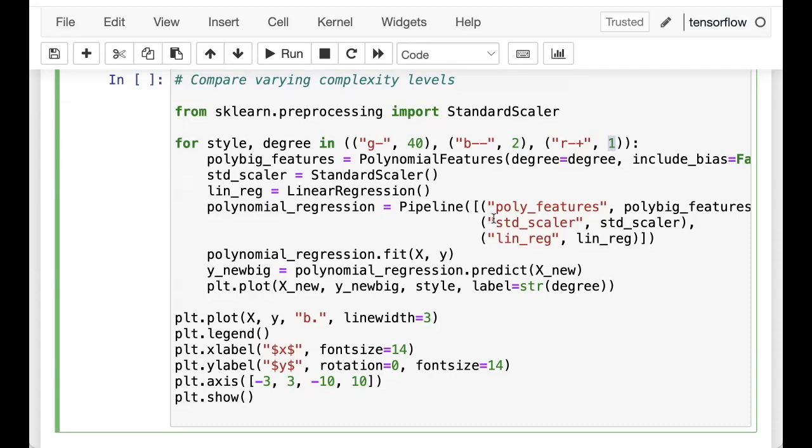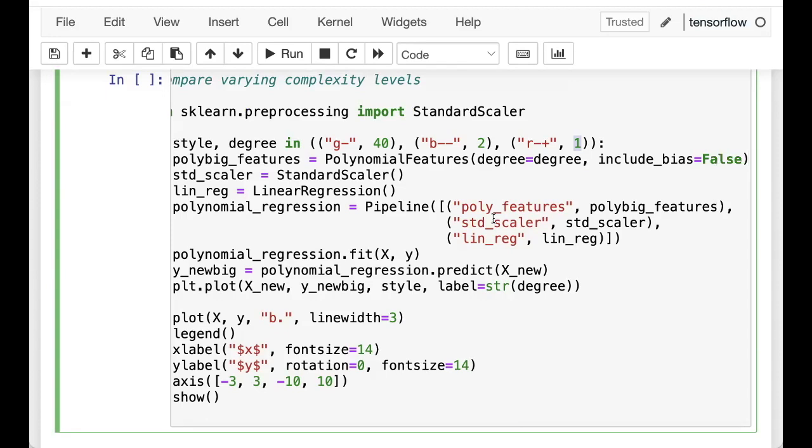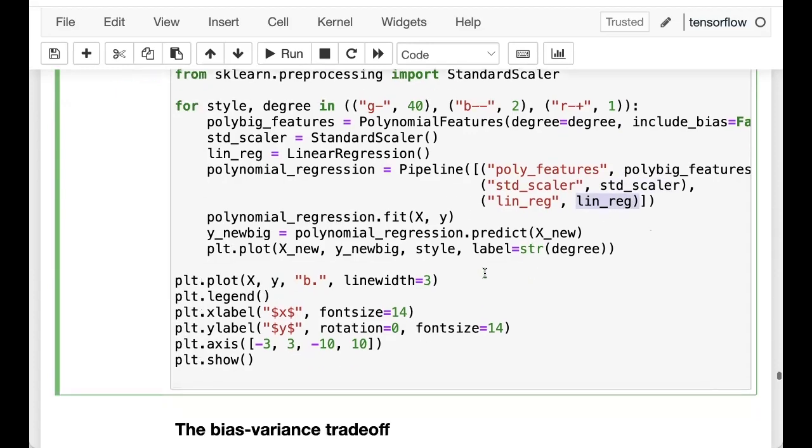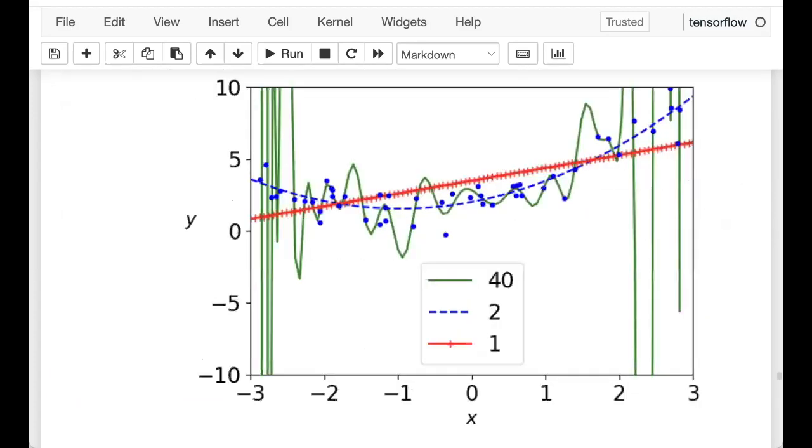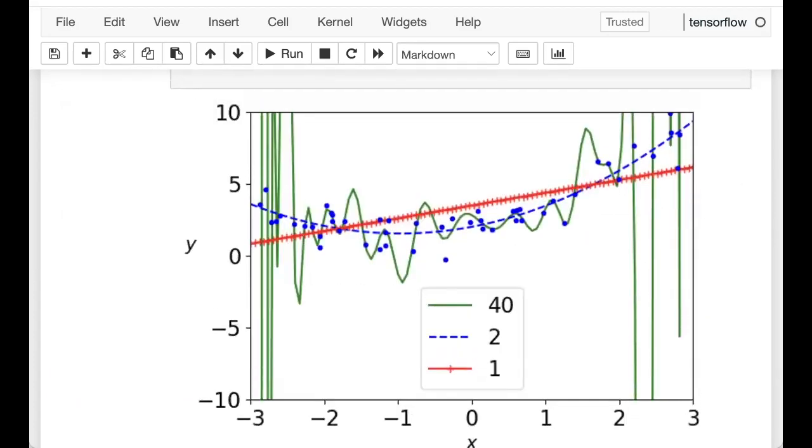Very similar to before, we define polynomial features and then our standard scaler. So in this case, we also use preprocessing after applying our polynomial features, and then we apply our linear regression. That's how we construct the pipeline. We do .fit and then .predict. So let's look at the result of this experiment.